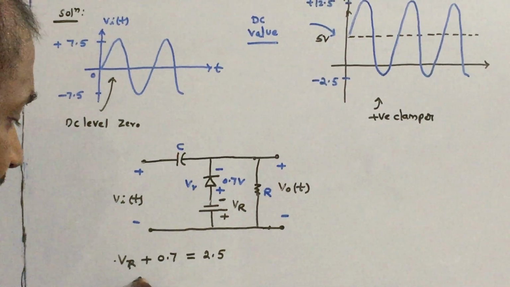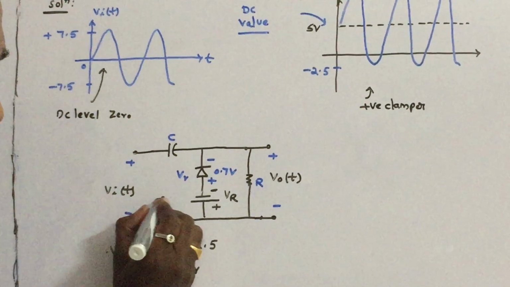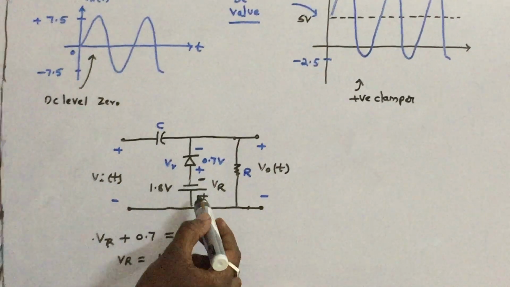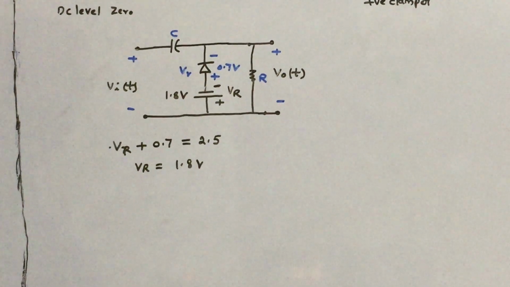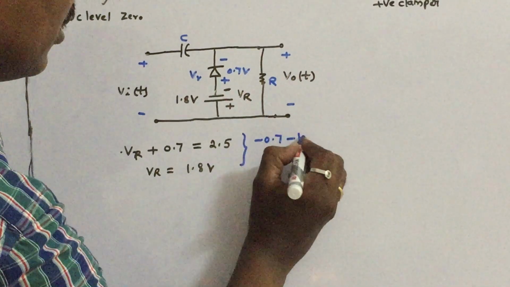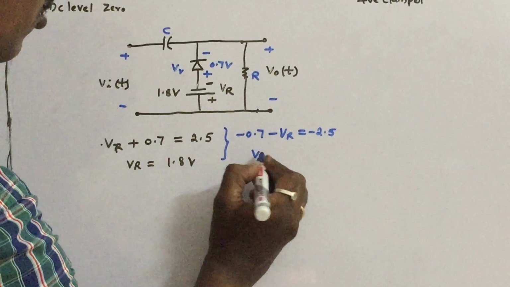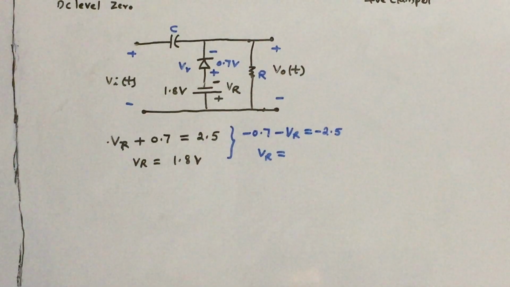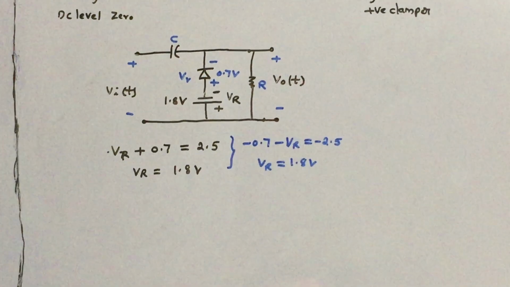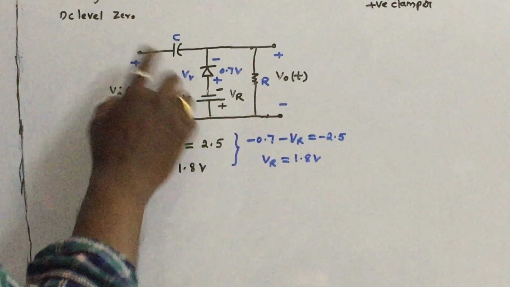So what is the reference voltage? The reference voltage will come out as 1.8 volts. So we have to take the reference voltage as 1.8 volts with this polarity. Otherwise you can equate also like this: minus 0.7 minus VR is equal to minus 2.5. From this also we get VR equal to 1.8 volts, but with this polarity we have to mention clearly. This is the VR we have to take in the problem.